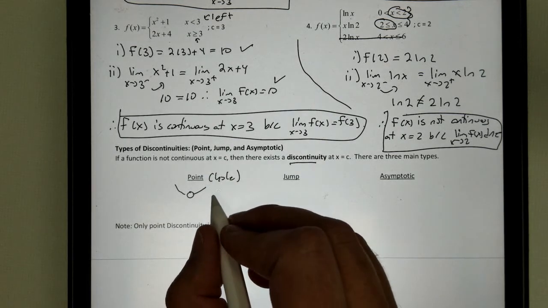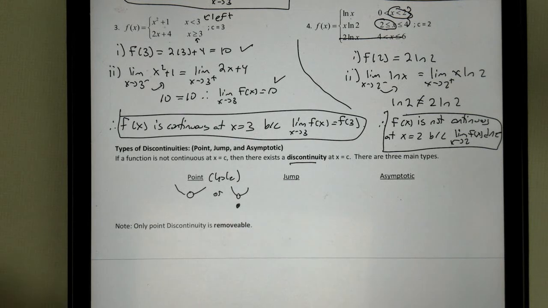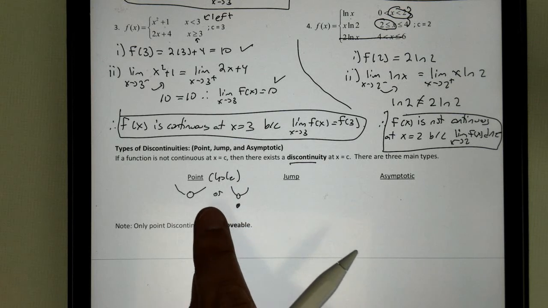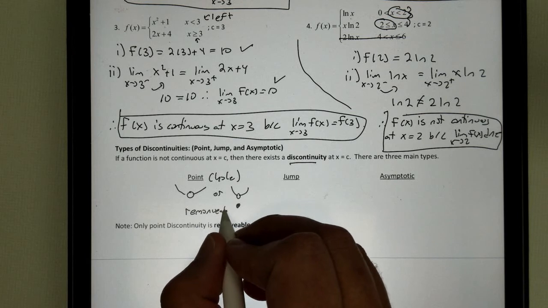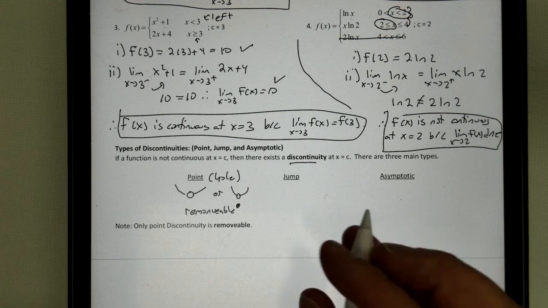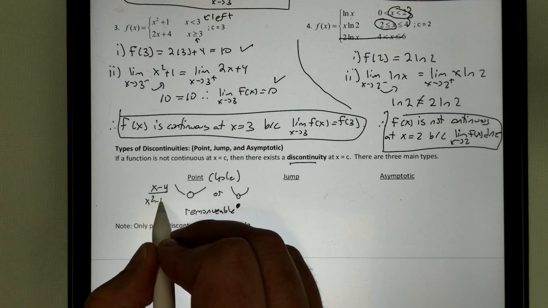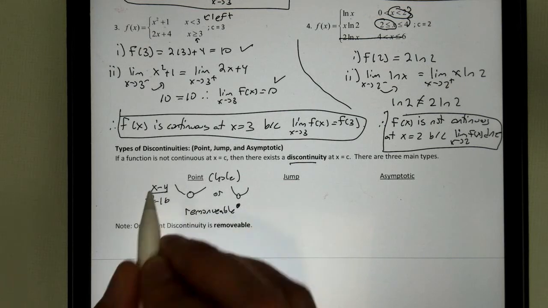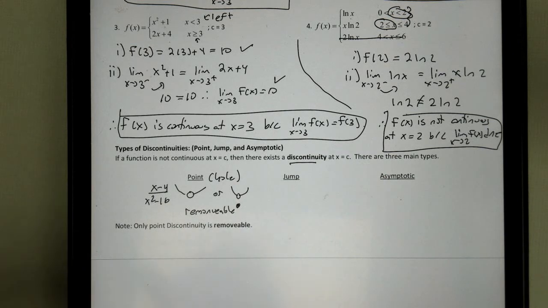So it could look something like this, or it could just be that that point was literally just removed. As a matter of fact, point discontinuity is what we call removable. It's the only one that we actually consider a removable discontinuity. An example would be something like x minus 4 over x squared minus 16. If I factor the bottom, I can cancel the x minus 4's. We remove the part that makes it discontinuous.